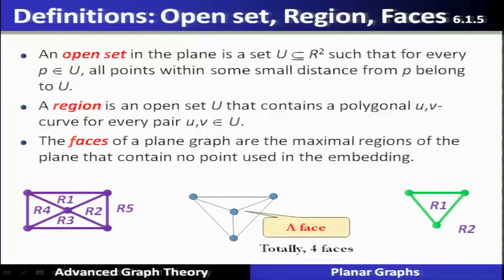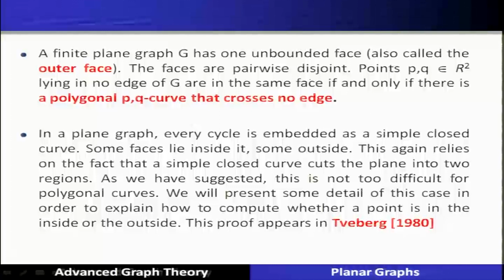So, the region is an open set U that contains a polygonal UV curve for every u, v contained in U. The faces of a plane graph are maximal regions of the plane that contain no point used in the embedding. A finite plane graph G has one unbounded face, also called the outer face. The faces are pairwise disjoint.